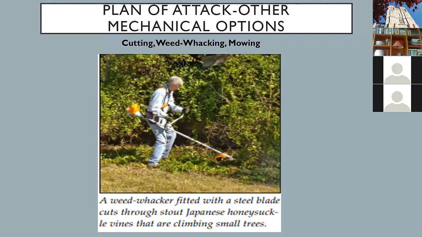So all the repeated mowing will eventually exhaust the plant reserves and the plant will die. And just to keep in mind, this can take many years. So you have to remain committed to the process once you start. And in this picture, this gentleman's using a weed whacker fitted with a steel blade, and he's cutting through Japanese honeysuckle vines that are smothering a small tree.